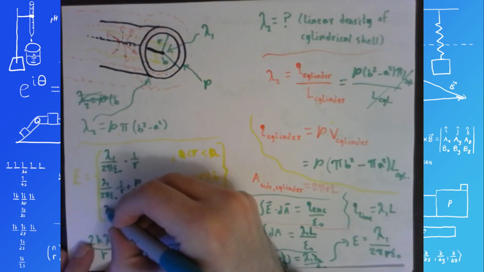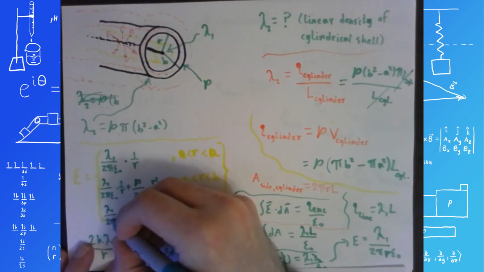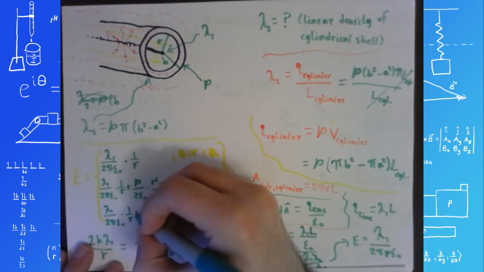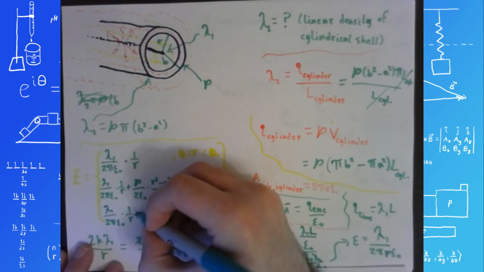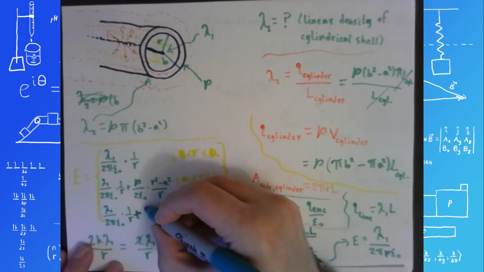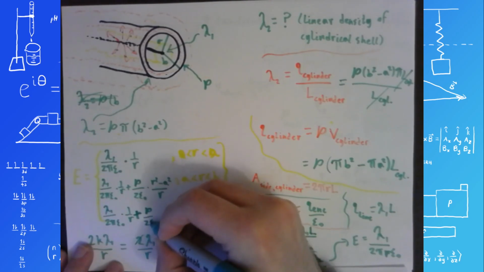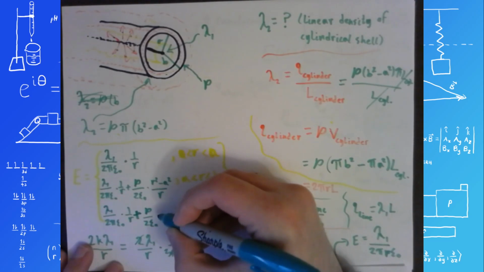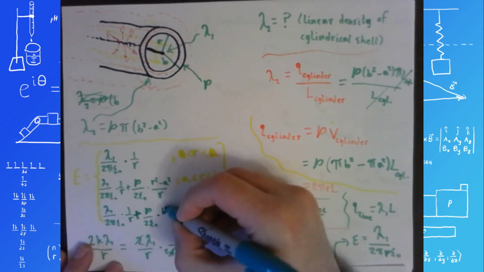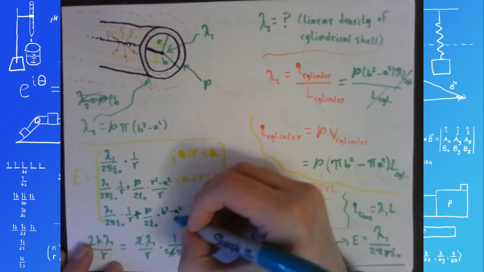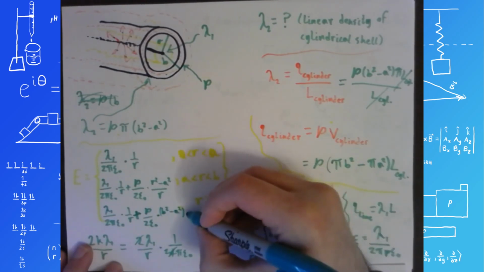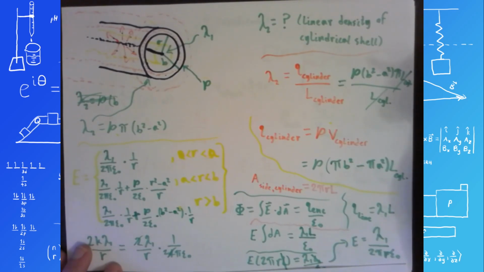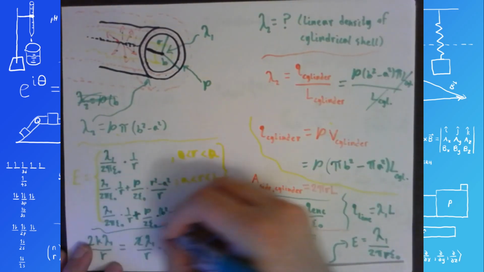So lambda over 2 pi epsilon naught times 1 over r, plus rho over 2 epsilon naught times (b squared minus a squared) times 1 over r.